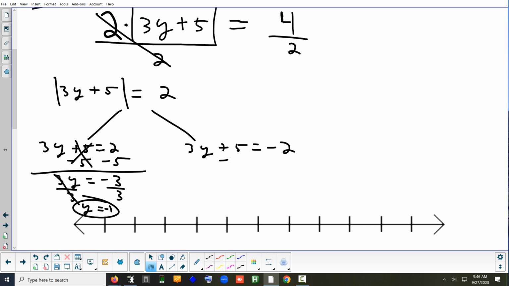And now the second one, we're going to do the same steps. So subtract 5 on both sides. Plus 5 minus 5 is 0. What does that give me on the left? Just simplify what we have on the board, on the left side. 3y. Yep, so I still have the 3y. And now the right side, that's negative 2 minus 5. What's negative 2 minus 5? -7.